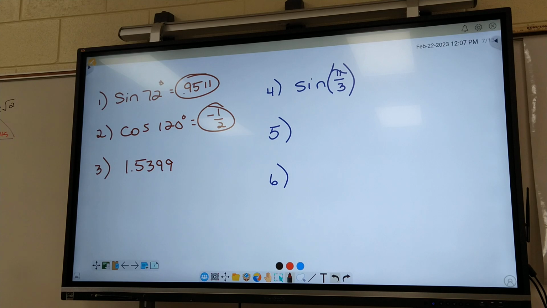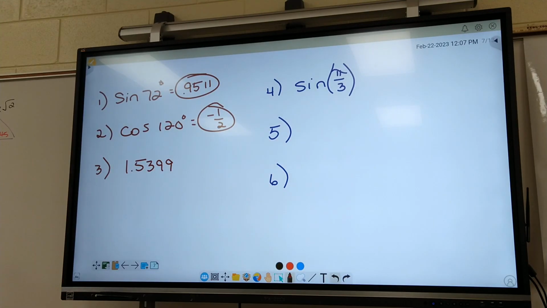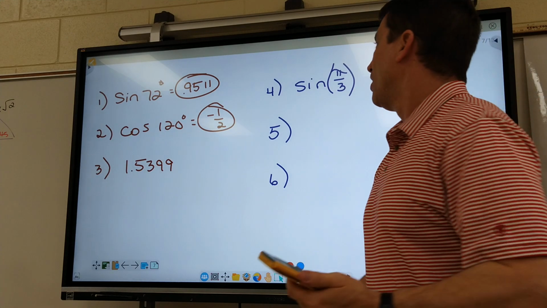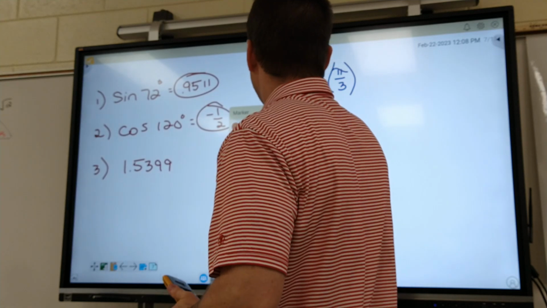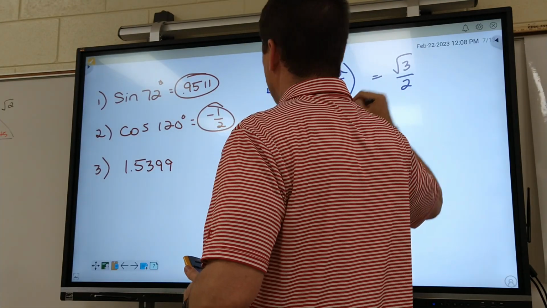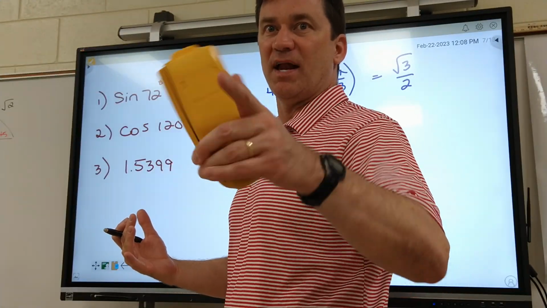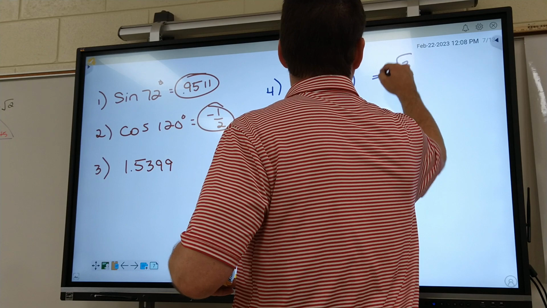How do we know when we're supposed to change it? Good question. Anytime there's a pi, you got to change it to radian mode. All right, so now you can type it in. Sine of pi over 3. I got √3/2. Now, did anybody type it in without changing it to radian mode? Did y'all get something different? Yeah. You got a decimal? Okay.